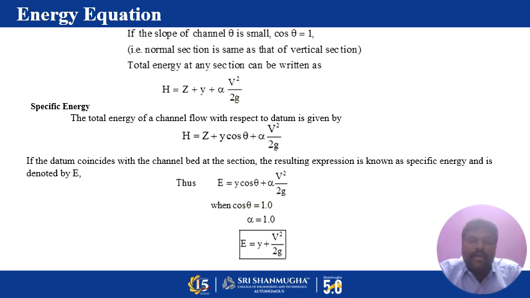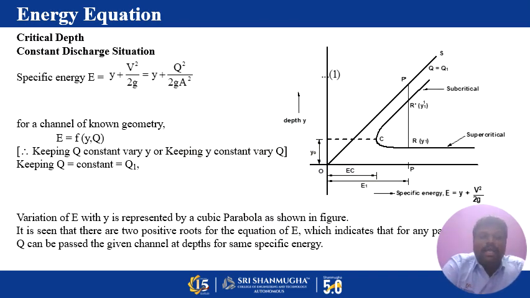Alpha is called the energy correction factor. Unless otherwise specified, we just take the value of alpha as equal to 1, as in the case of open channel. If the datum coincides with the channel bed, there is no bed slope, and theta becomes 0. It is known as specific energy. It is denoted by the symbol E, where E is equal to y plus v square by 2g. This is the condition for critical depth.